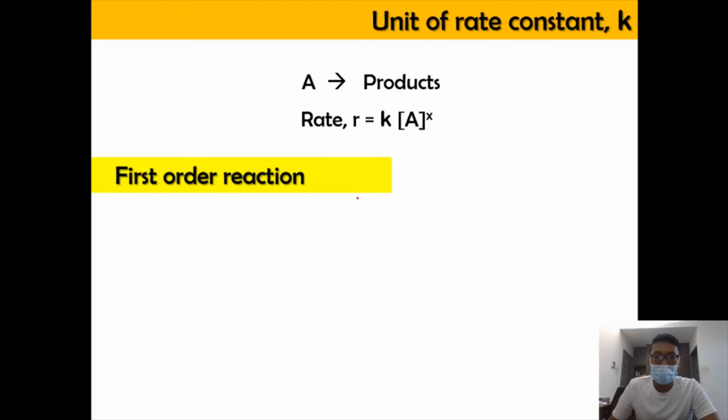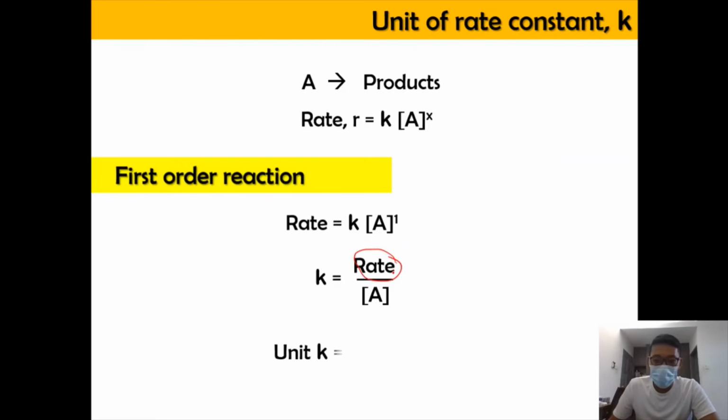For the first order reaction, we can see that rate is equal to k[A] to the power of 1, and hence k is rate divided by concentration. As we know, rate has the unit of M s^-1, but now divided by molarity. So molarity and molarity cancel out, and hence we are left with s^-1. So for the first order reaction, the rate constant k has a unit of s^-1.